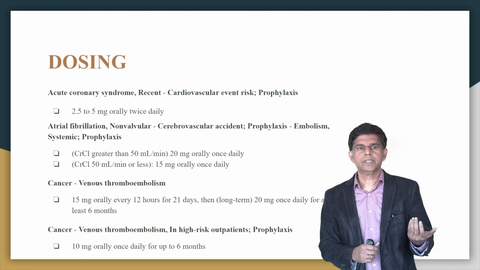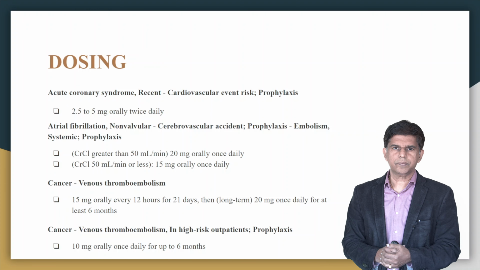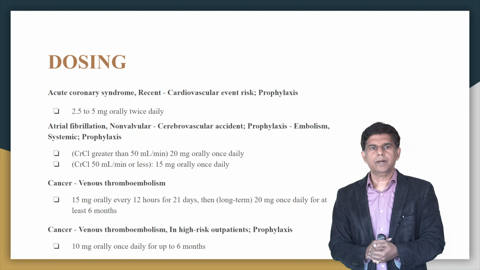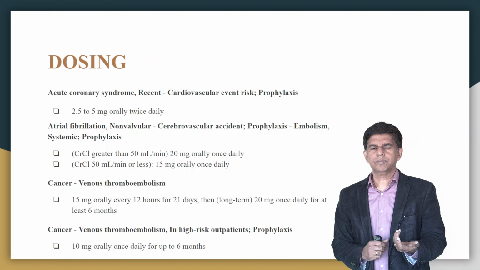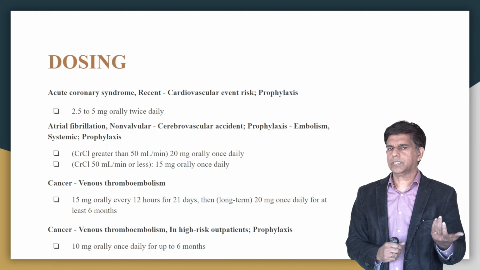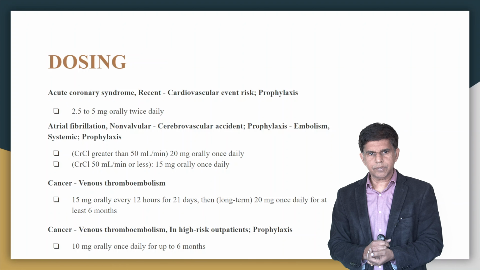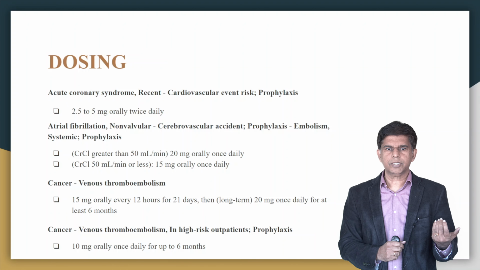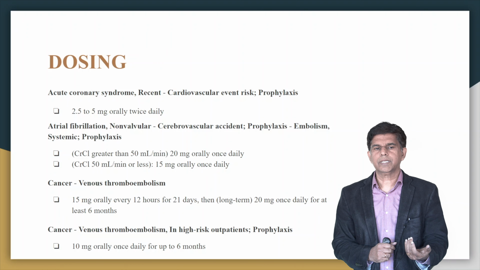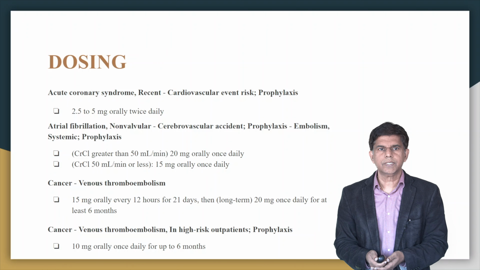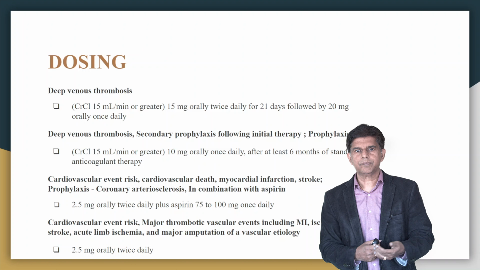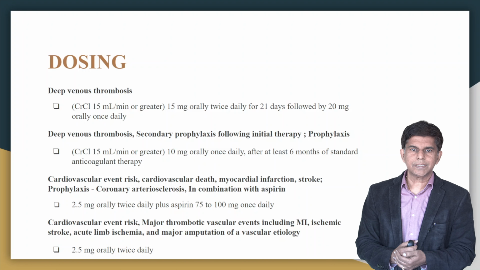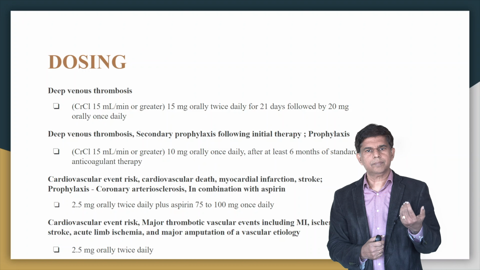And then atrial fibrillation, you have to always look at the creatinine clearance because it's renally excreted. If the creatinine clearance is less than 50 ml, then you have to do 15 milligram, otherwise you can do 20 milligram. Cancer and venous thromboembolism, 15 milligram orally every 12 hours, and cancer venous thromboembolism in high risk outpatient prophylaxis can be 10 milligram orally once daily up to like 6 months. DVT, again, make sure you calculate the creatinine clearance; if it is greater than 15 ml per minute, 15 milligram twice daily. DVT, again, 10 milligram orally twice daily.